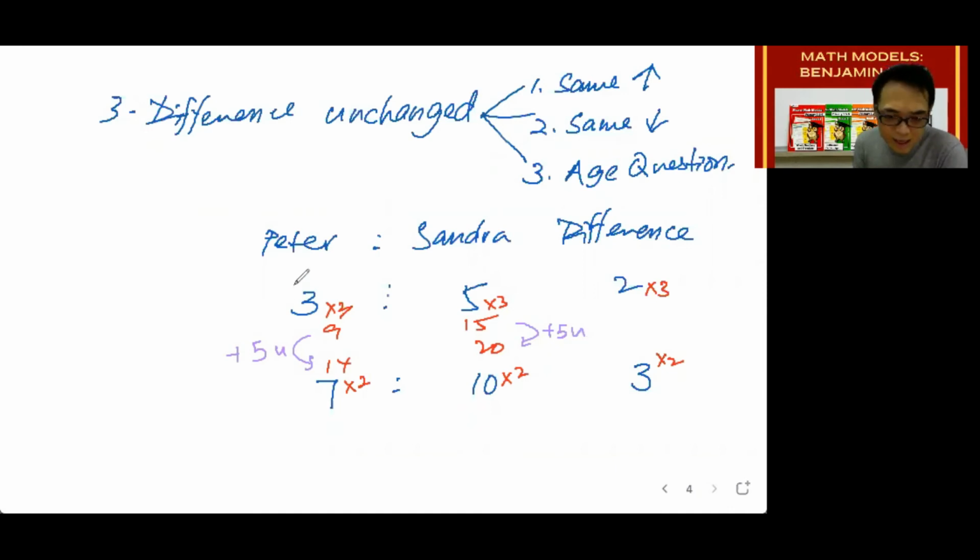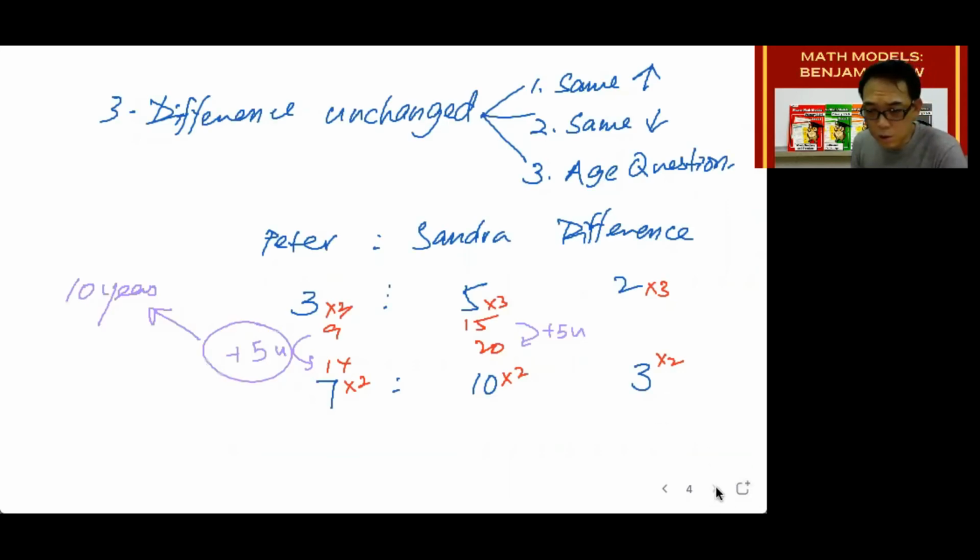In a question like this, they will say something like 10 years later, Peter and Sandra, their age is 7:10, and previously it was 3:5. So from 3:5, it becomes 7:10, and they have aged by 10 years. So then 5 units is 10 years. So 1 unit is 2, and then you solve the question. This is the difference unchanged question.